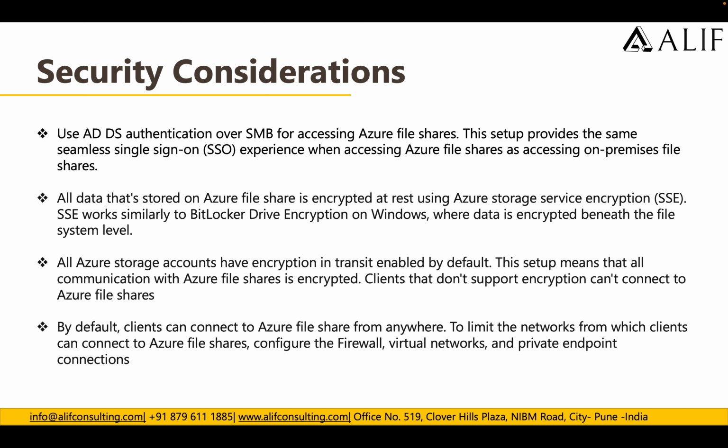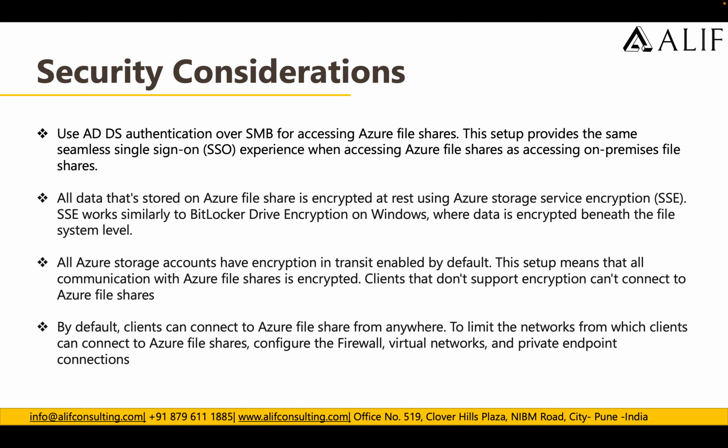Here are the security considerations. Use Active Directory authentication over SMB for accessing the file share. All data stored on the Azure file share is encrypted at rest, but you can use a customer-managed or your own encryption method. Third, all Azure accounts have encryption in transit by default. So they have data encryption in transit and at rest, so they are end-to-end encrypted by default.